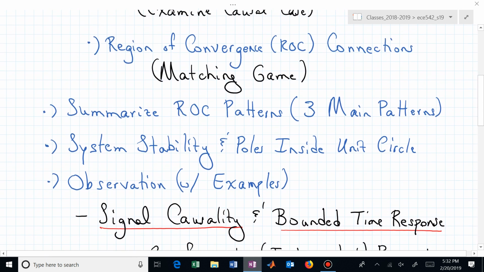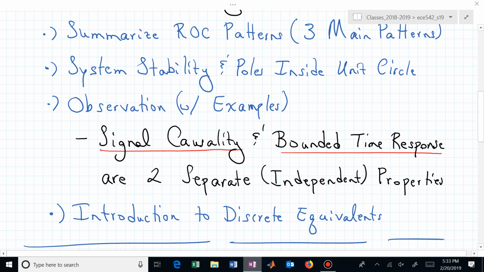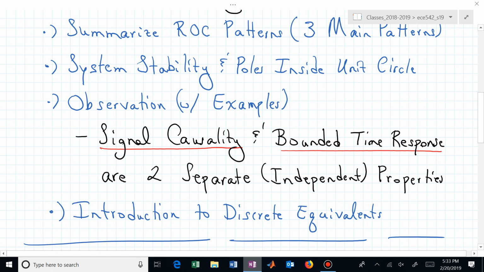We'll have some fun with region of convergence. Then we will summarize those. You'll be getting bored with this probably, but hopefully it will all be making sense to you. We'll talk about system stability and poles inside the unit circle. We'll look at some examples of what it means relative to a system being causal or non-causal, and does that mean that it has to have a bounded time sequence or an unbounded one. We'll show that those two properties, causality and boundedness, are not connected. They're independent properties, so don't get them confused by saying that's a causal system or a causal signal, so it must have a bounded response. That's not necessarily true, or just the opposite. If it's anti-causal, it can also have a bounded response sequence, or an unbounded one.